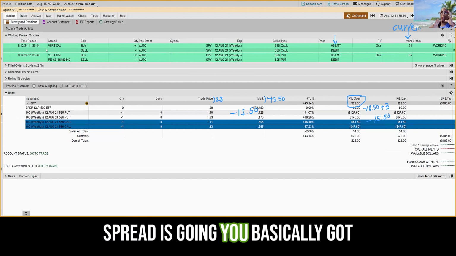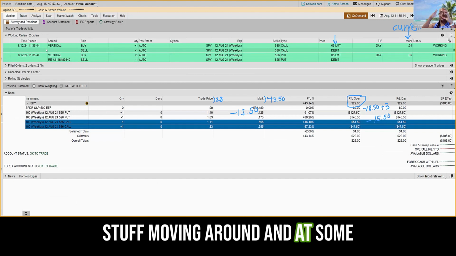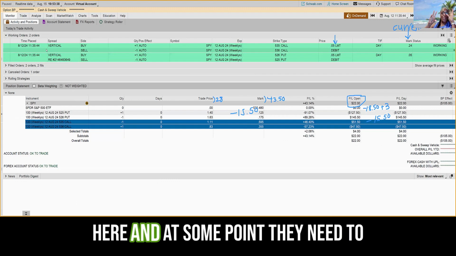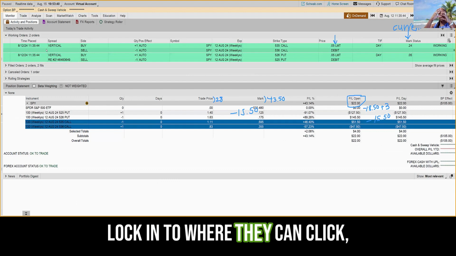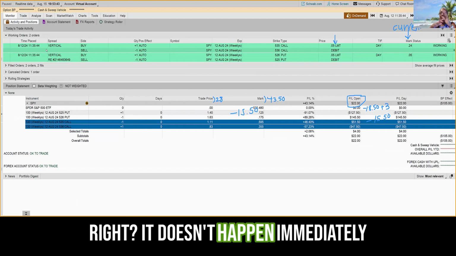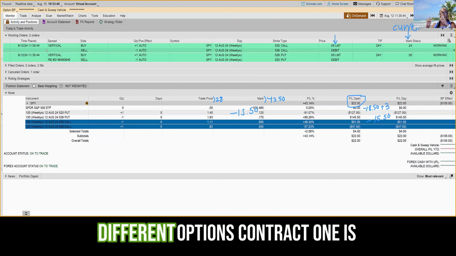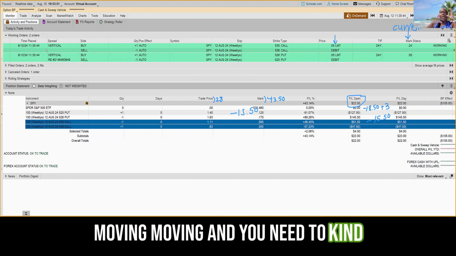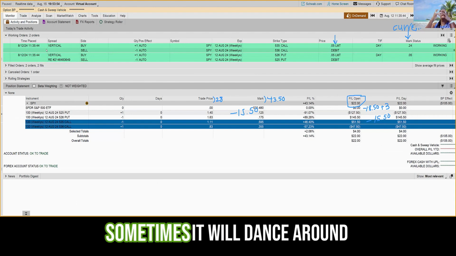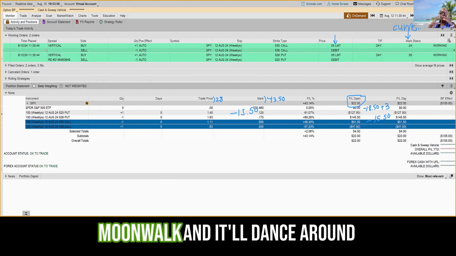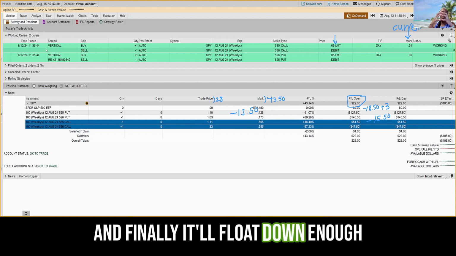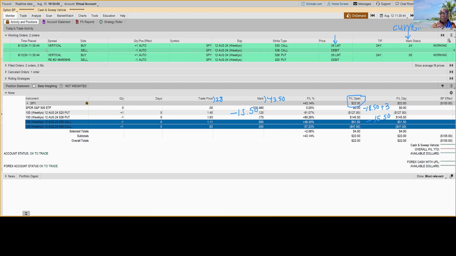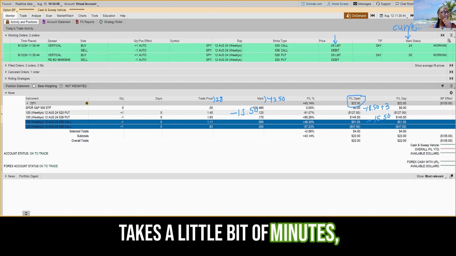Hopefully, you wanted to pick up, but remember, these are spreads. So when the spread is going, you've got stuff moving around, and at some point it needs to lock. What I want is here, what's happening is here, and at some point they need to lock in to where they can click. It doesn't happen immediately because you're talking about two different options contracts. One is buying, one is selling, and it's moving. Sometimes it'll dance around. Jamie will say it'll be doing the moonwalk. It'll dance around, and finally it'll slow down enough to click, and then it'll fill. So sometimes the fill takes a little bit of time, takes some minutes.